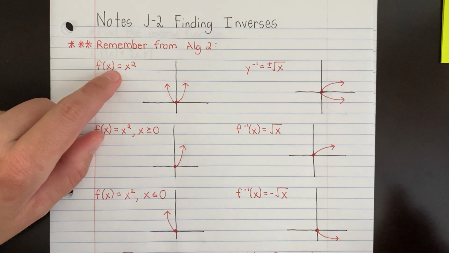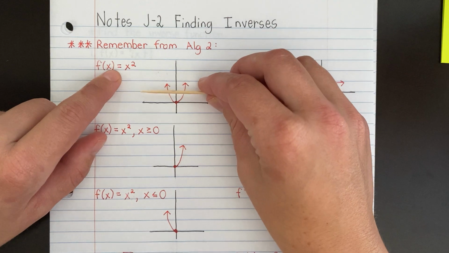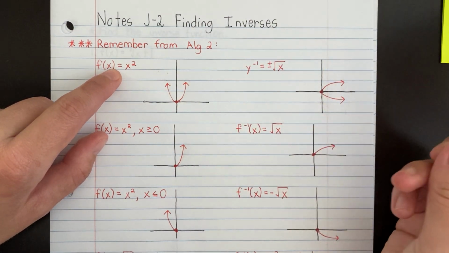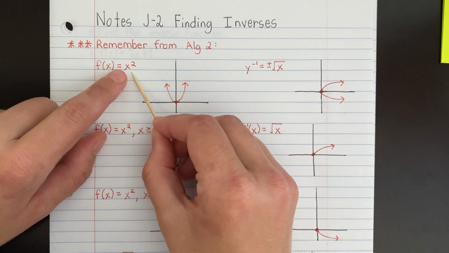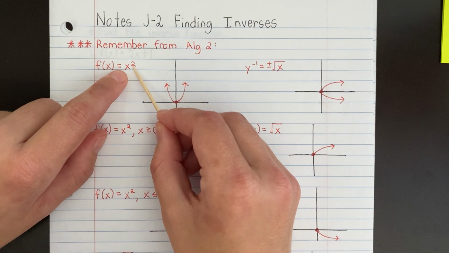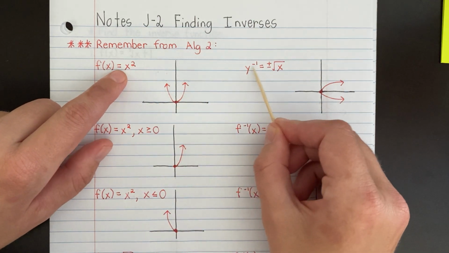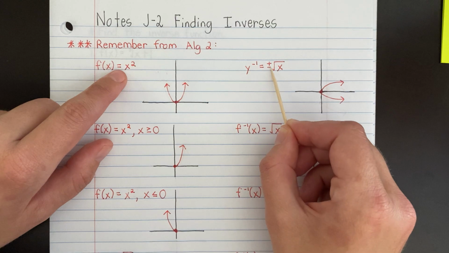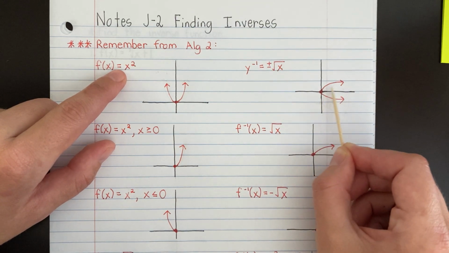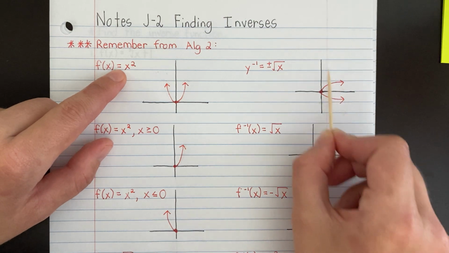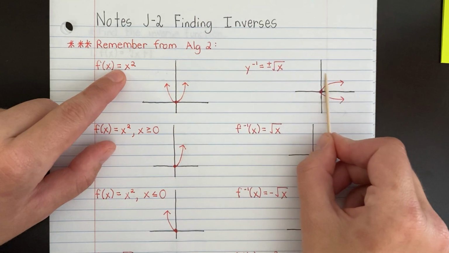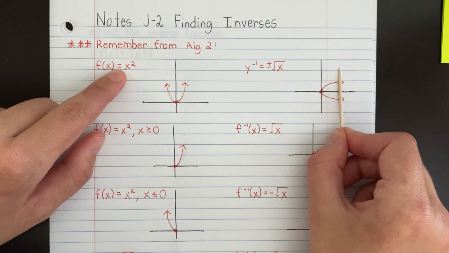Okay, so remember from J-1, this quadratic is not a one-to-one function. Therefore, the inverse will not be a function. And we saw that in Algebra 2. When you find the inverse of the parent function x squared, y equals x squared, or f of x equals x squared, the inverse, hence the notation here, was not a function. The inverse was plus or minus square root of x. So we had the positive square root of x and the negative square root of x graph. And obviously that's not a function.